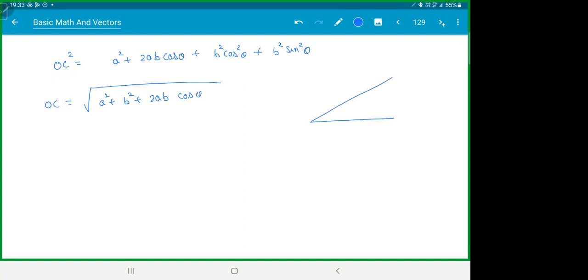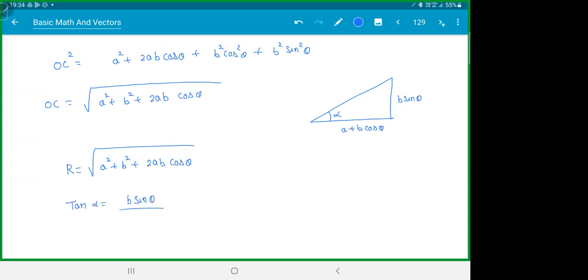And also, if you look at this triangle here, this angle was alpha. This opposite side is B sin theta, and the adjacent side is A plus B cos theta. So the resultant vector will be root over A square plus B square plus 2AB cos theta. And the angle, tan alpha, is given by B sin theta by A plus B cos theta.